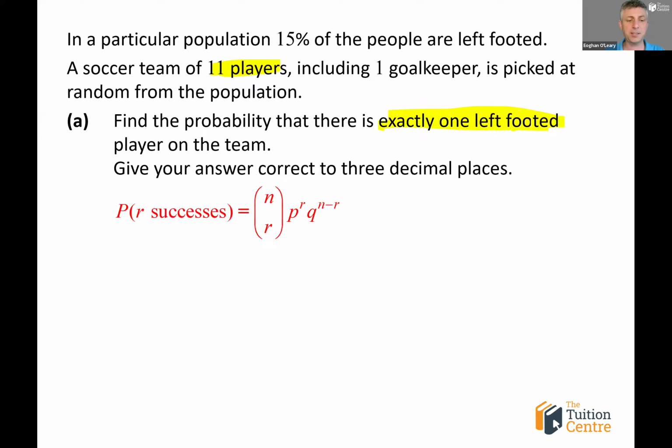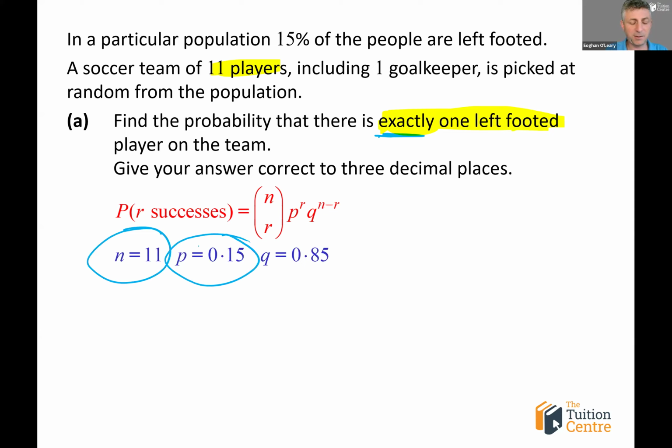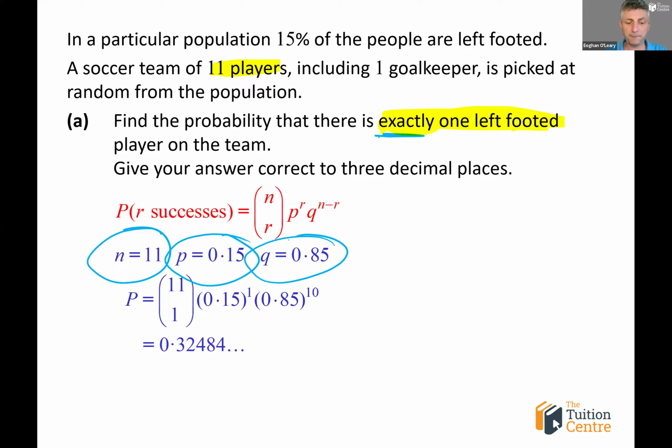Well, this is the easiest type of Bernoulli. The word exactly gives us the hint that it is Bernoulli. We have n people in our trial. Probability of success is 0.15, probability of failure is 0.85. 11 choose 1 times 0.15 to the power 1 times 0.85 to the power 10. Put it all in, get my answer, and that is the probability of having exactly 1 from 11 people left-footed. 15 marks. Pretty generous.